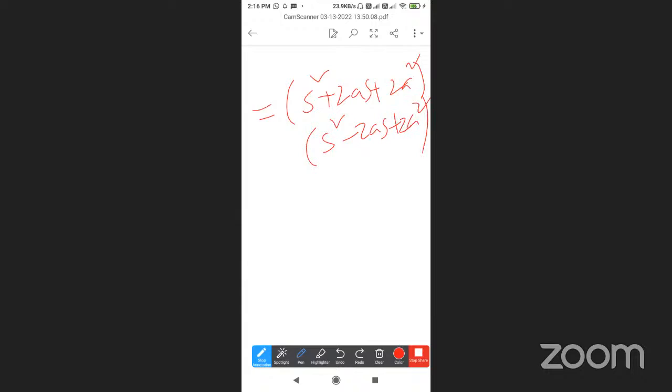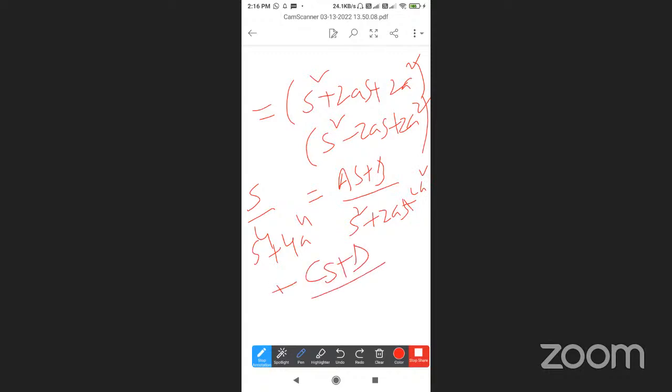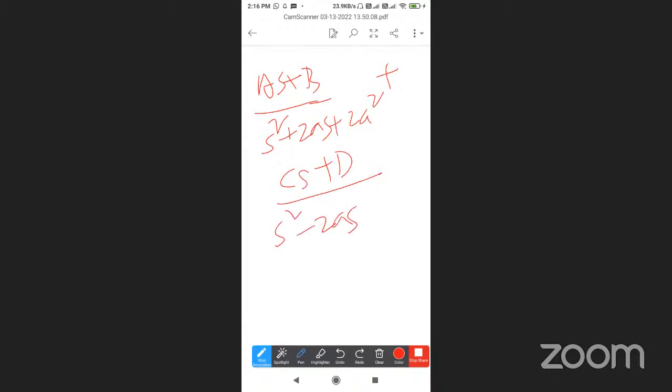This is our partial fractions. What are the partial fractions? s by s to the power of 4 plus 4a to the power of 4, partial fraction: (As plus B) by s square plus 2as plus 2a square one term, plus (Cs plus D) by s square minus 2as plus 2a square one term. So this is the partial fraction.